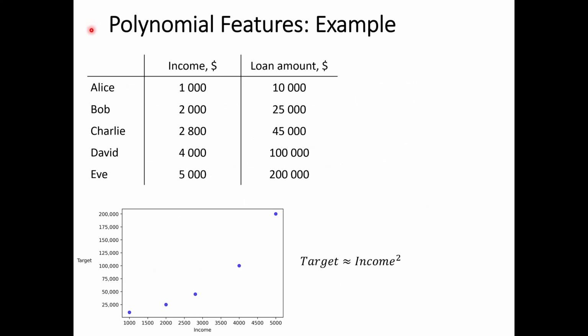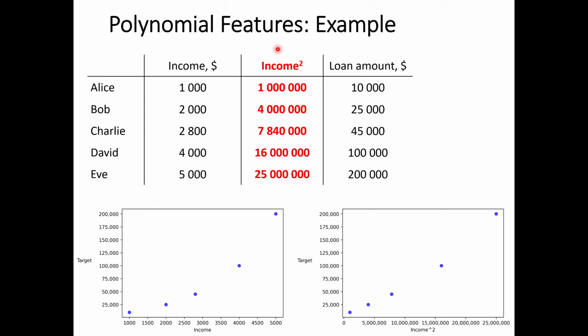Let's start with an illustrative example. Suppose we have the following dataset. Let's plot target, in our case loan amount, against income. On the chart, we can clearly see a non-linear, specifically quadratic, relationship. It looks like target depends on income quadratically. So let's introduce a new feature by simply squaring income.